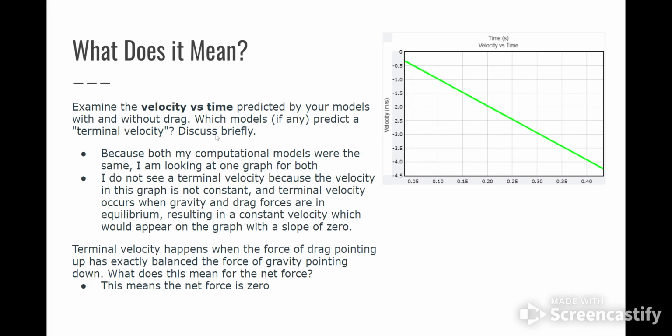Examine the velocity versus time predicted by your models with and without drag. So which model predicts a terminal velocity? So since both of mine were the same, I'm just using one velocity versus time graph. You can see this is a linear slope, but it is a non-constant velocity. So I don't see a terminal velocity because there is not a point in this graph where the slope is equal to 0. And the slope would be 0 in a scenario like terminal velocity where the drag force would be the same as the gravity force.